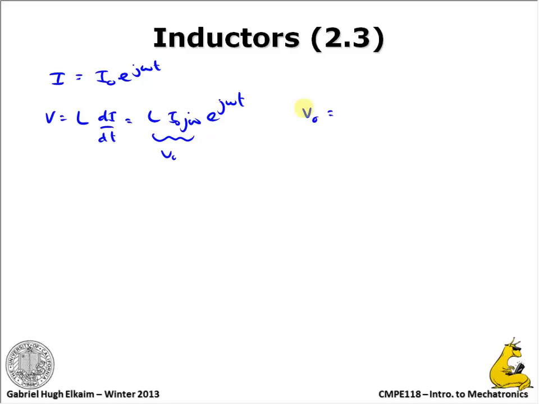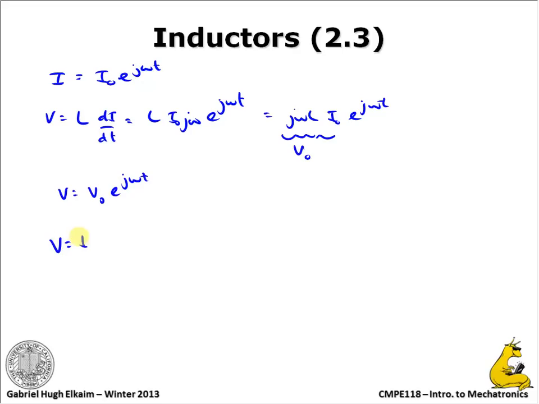Let's make this a little more crisp here. I'm just going to put this as j omega L I naught e to the j omega t. And I'm going to call this whole thing V naught. There we go, V naught e to the j omega t.